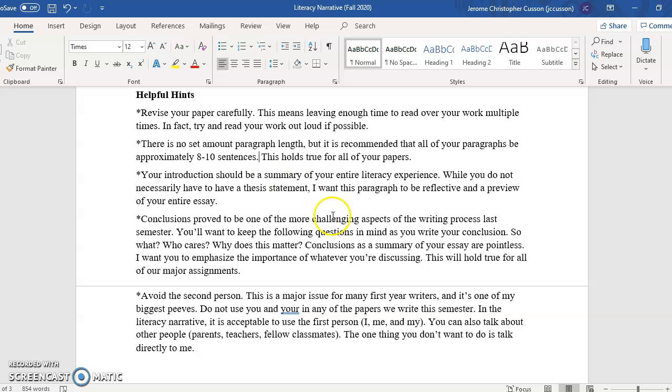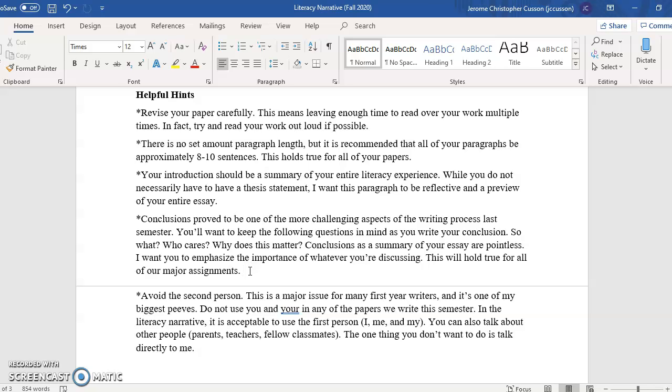I want this paragraph to be reflective and a preview of your entire essay. So again, with this introduction, I mentioned this multiple times because, again, students have had problems in the past with this. Please, please, please make sure that you take this seriously. Conclusions are another very challenging aspect of essay writing, but I do want you to take this very seriously.